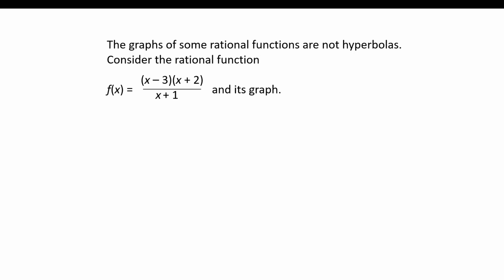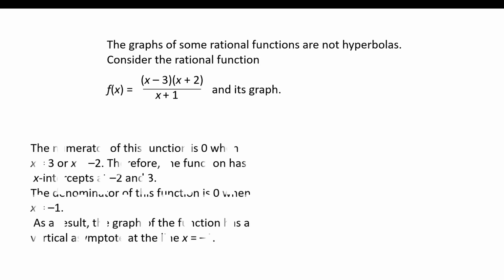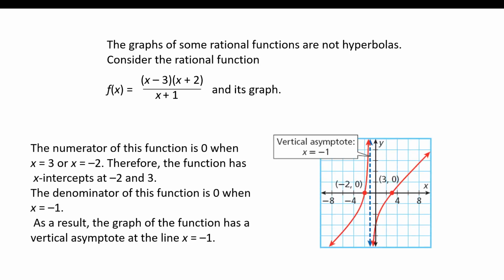The graph of some rational functions are not hyperbolas. So consider the rational function f of x equals (x minus 3)(x plus 2) over (x plus 1) and its graph. All right, so here's its graph, and take a look at it. The numerator of this function is 0 when x equals 3 or x equals -2. Therefore, the function has x-intercepts at -2 and 3. The denominator of this function is 0 when x equals -1. As a result, the graph of the function has a vertical asymptote at the line x equals -1.